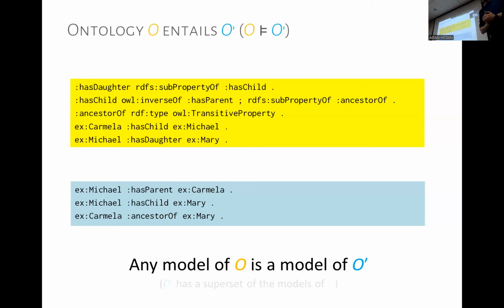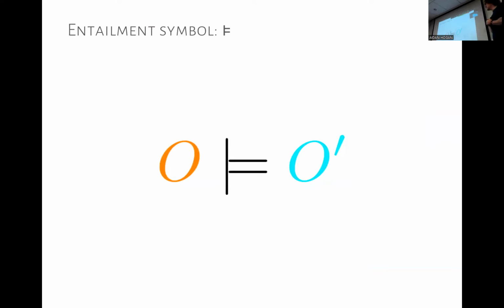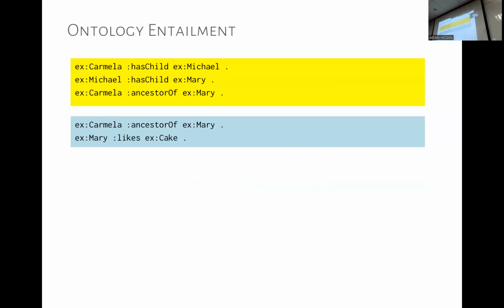Or we could say it another way, that O prime has a superset of the models of O. So this formally defines our entailment relation. O prime says nothing new over O. This is a kind of a strange thing, because it seems that if this has more models, then it has more information. But again, the inverse relation holds. More information means fewer possibilities, fewer models. So this is the entailment symbol that we use. This means that this ontology entails this ontology here, which means that this is a logical consequence of what we stated along with our definitions in the previous ontology.